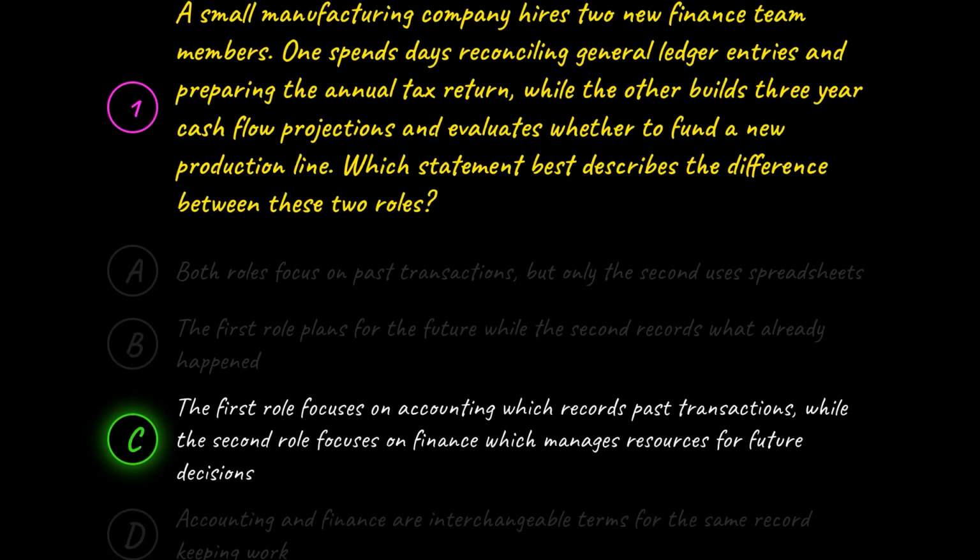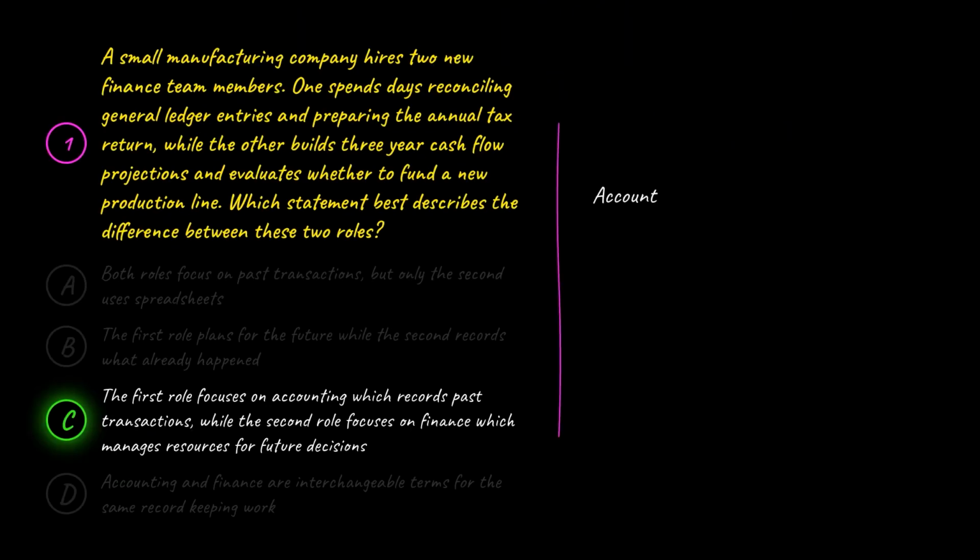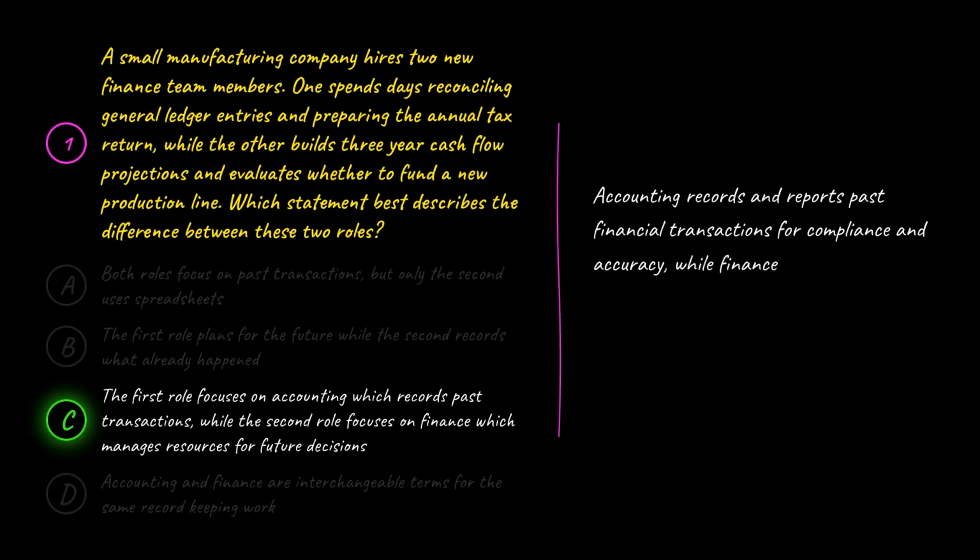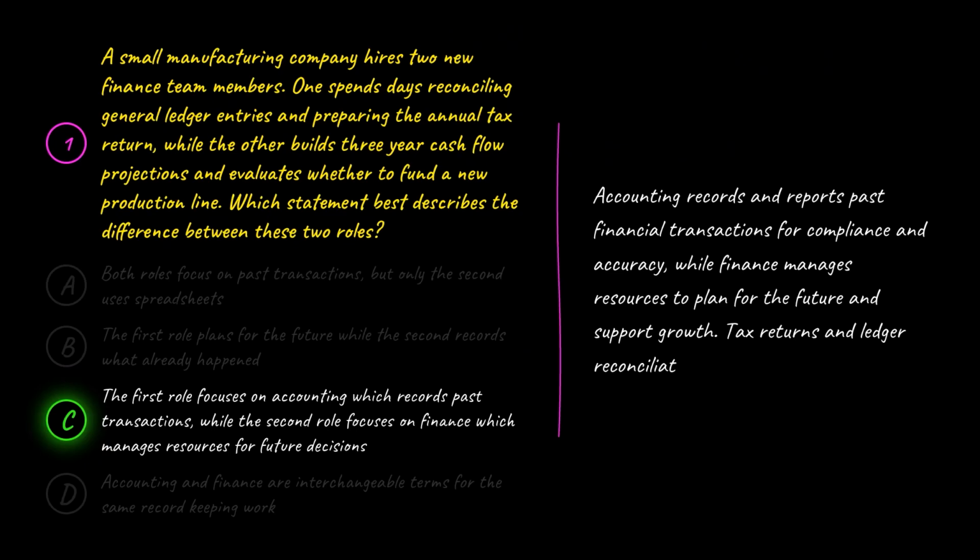The correct answer is C. The first role focuses on accounting, which records past transactions, while the second role focuses on finance, which manages resources for future decisions. C is correct because accounting records and reports past financial transactions for compliance and accuracy, while finance manages resources to plan for the future and support growth. Tax returns and ledger reconciliation are accounting tasks, while cash flow projections and investment evaluation are finance tasks.